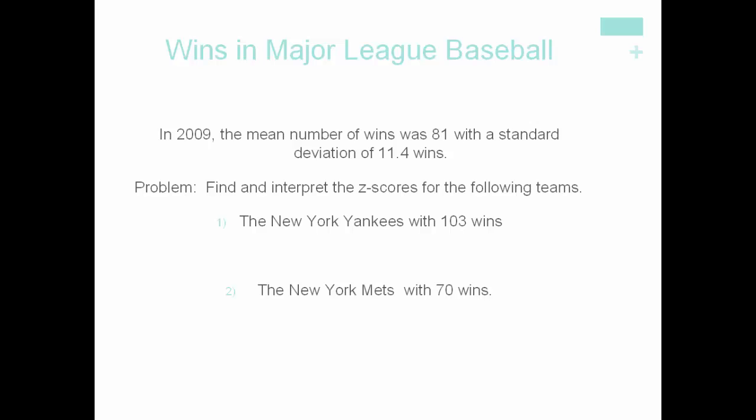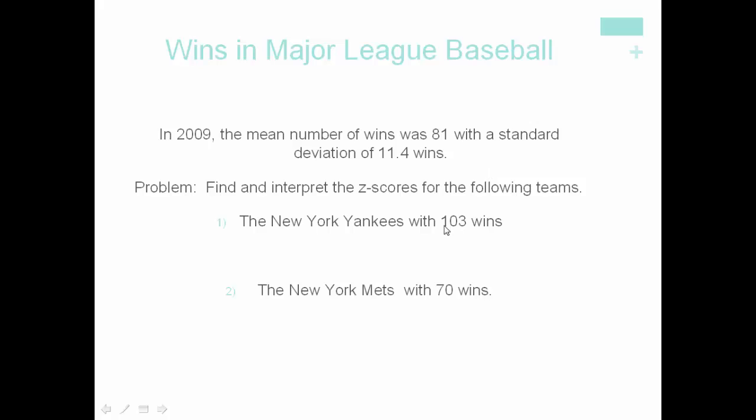Another example, back to the Major League Baseball example, is what we could tell in 2009: the mean number of wins of 81 with a standard deviation of 11.4 wins. We can find and interpret the z-scores for the following teams: the New York Yankees with 103 wins and the New York Mets with 70 wins. We can then compare the two z-scores to see where each of them would fall in relation to the mean.